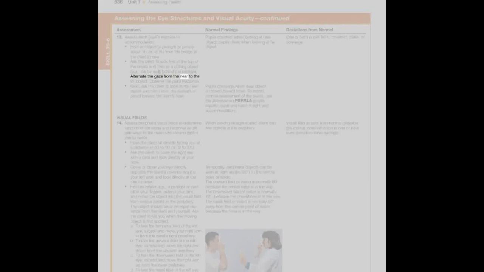Alternate the gaze from the near to the far object. Observe the pupil response. Next, ask the client to look at the near object, and then move the penlight or pencil toward the client's nose.